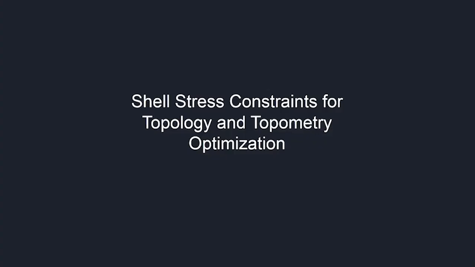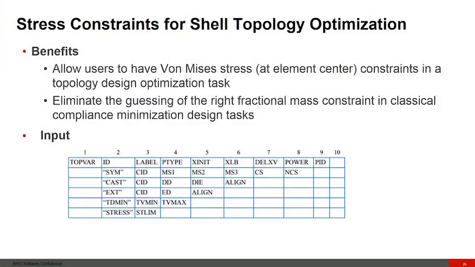Next, we'll talk about our topology optimization. We've added capability of shell stress constraints. So in this new version of MSC Nastran, we allow users to have a von Mises stress constraint at the center of the element for your design optimization task. The benefit is this eliminates the guessing of the right fractional mass constraint in your classic minimization tasks. We're showing an example of the input for the TOPVAR entry, and you can notice in the very last row, the STRESS LIMIT is where you define your von Mises stress limit for your design constraint.